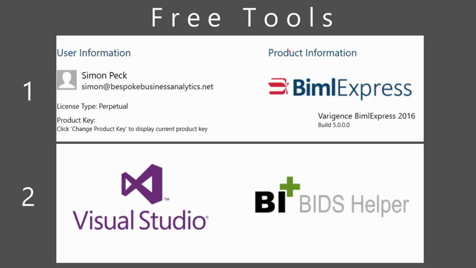Now, where do we find this BIML? BIML hides in a few different spots. The two free places where you can get BIML: Varigence have released a freemium version called BIML Express. You can download that from their website. It's a Visual Studio plugin. Also, as a Visual Studio plugin, BIML comes embedded in BIDS Helper.